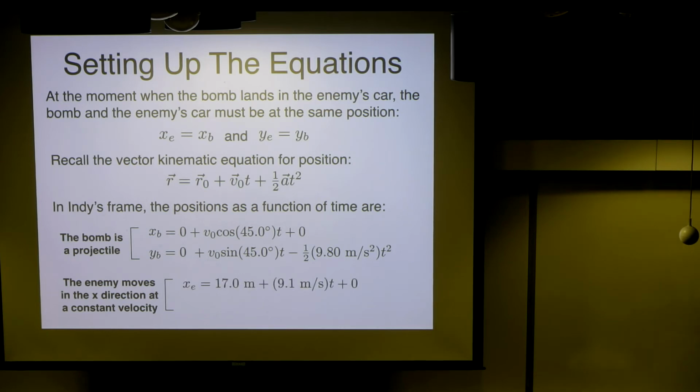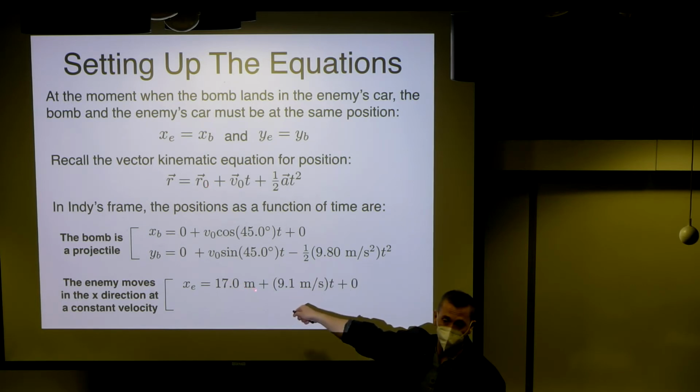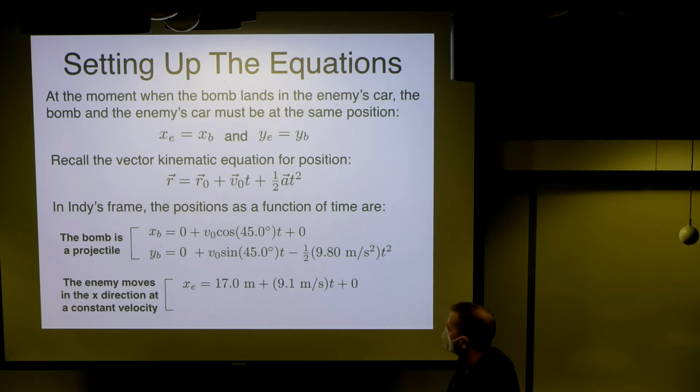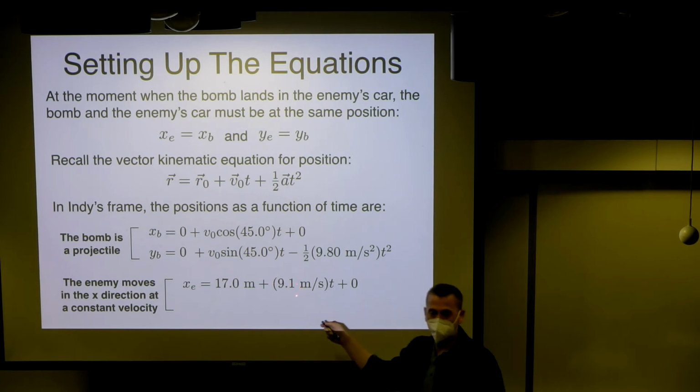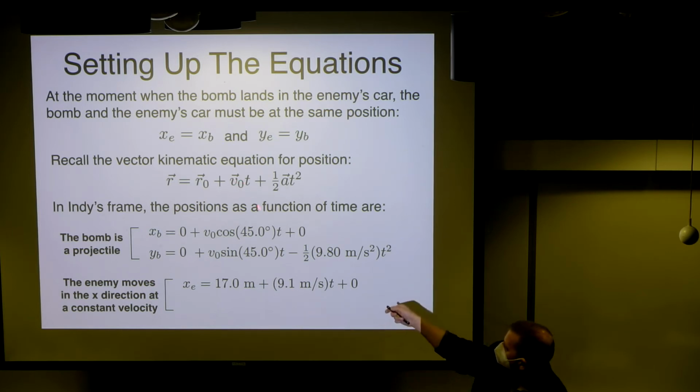For the enemy, the x position, let's think about it. The initial position is 17 meters, because we were saying the enemy starts off 17 meters ahead of where Indy's car is. 17 meters goes in for that. And then, as we worked out, Indy is seeing the enemy's car moving ahead at 9.1 meters per second. So that's what we put in for the velocity here, and that multiplies the time.